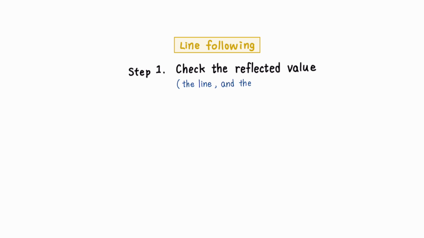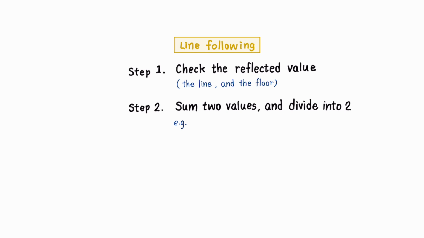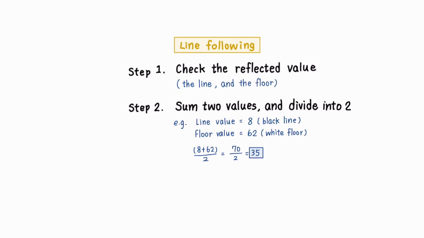Now, let's talk about line following. This is one of the important tasks. Step 1, we have to check the reflected value of both the line that you taped on the ground and also the floor. Step 2, we sum the two values and divide by 2. For example, we have a line value of 8, which is approximately a black line, and a floor value of 62, which is a white floor. We add these two and divide by 2, so the value will be 35. Keep this in mind and we'll talk about it in the code section.